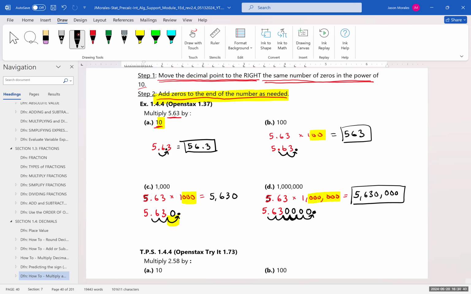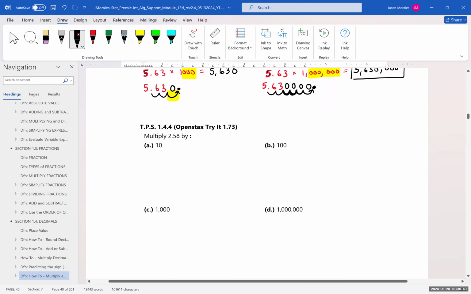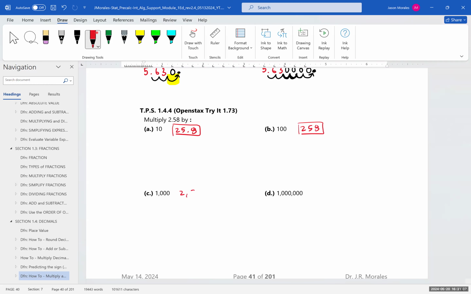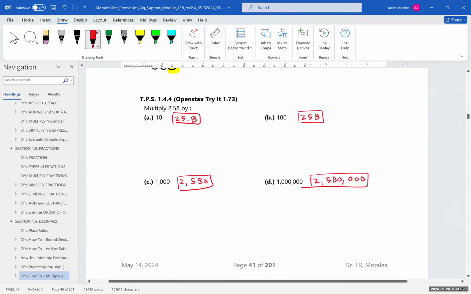All right, so that's how you multiply by powers of 10. Let me give you the answers for this think, pair, share so that you can try this on your own. It's going to be 2.58 times 10. That should give you 25.8. By 100 should give you 258. By 1,000 should give you 2,580. And by a million should give you 2,580,000. Those should be the answers you get. Let me know if you have any questions.